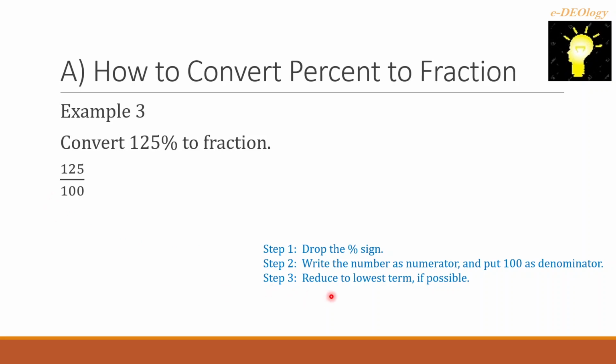Step 3, reduce to the lowest term. So we express 125 as 5 times 25 over 100 is 4 times 25. Let us cancel out the common factor, which is 25. So we have 5 over 4. This is our final answer.